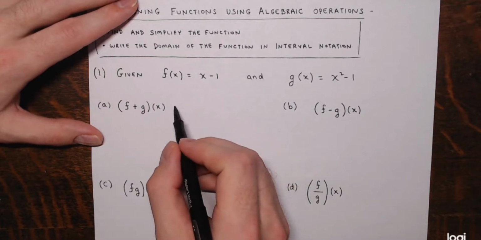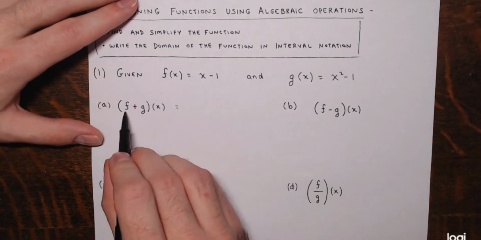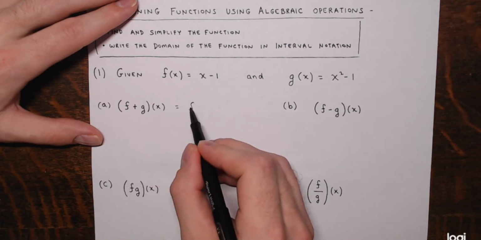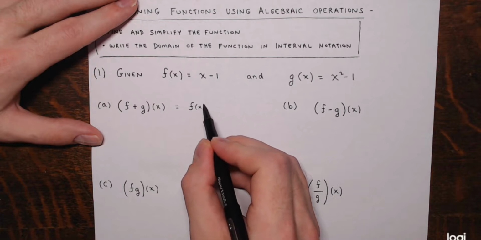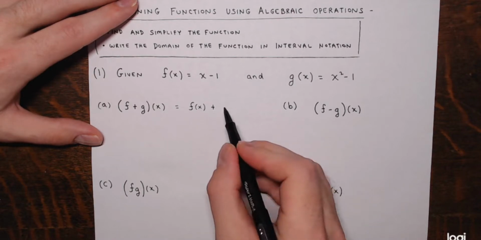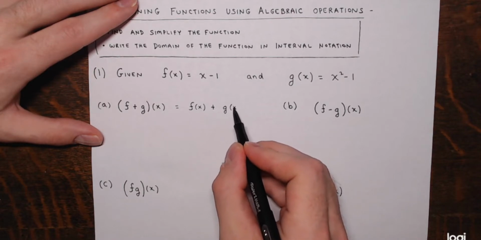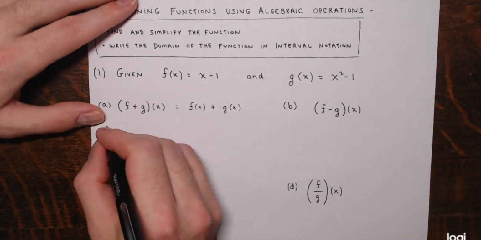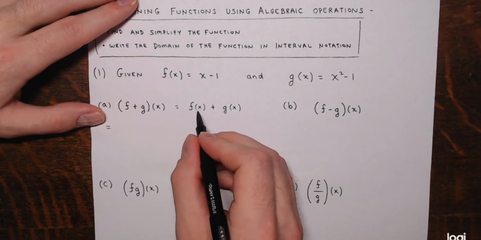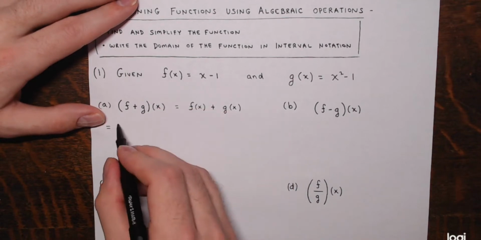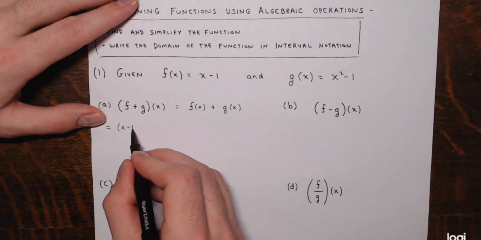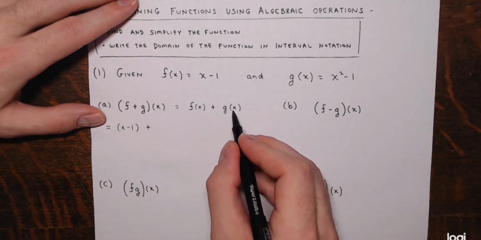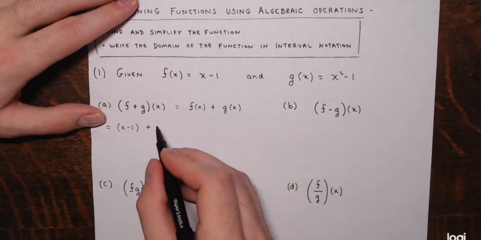Another way to write this would be, this function called f plus g of x is exactly that. It's whatever the output for f of x is plus whatever the output for g of x is. It's as simple as that. So I replace f of x here with the quantity x minus 1, plus g of x, which is x squared minus 1.